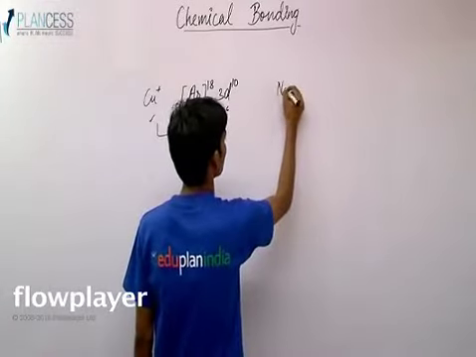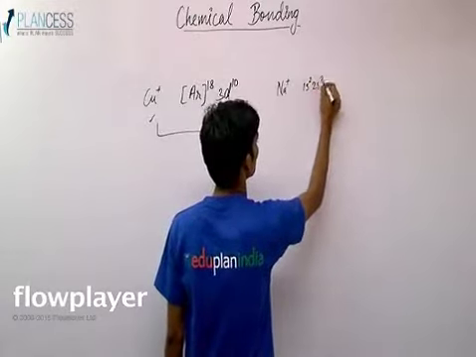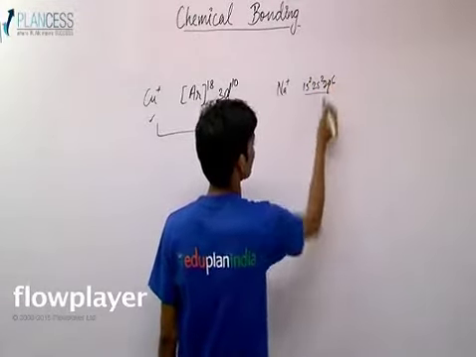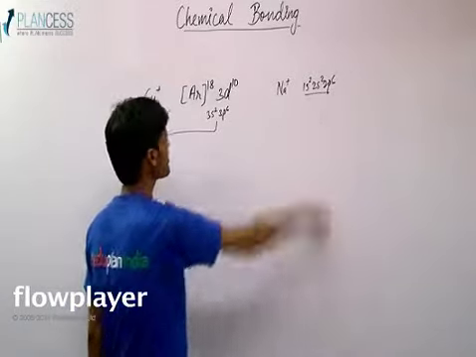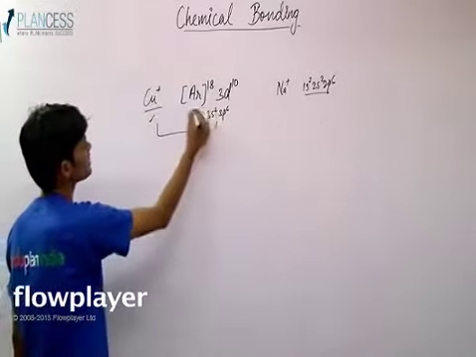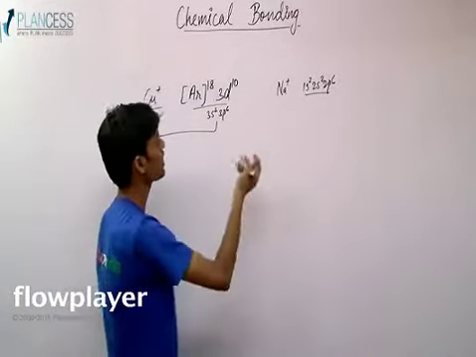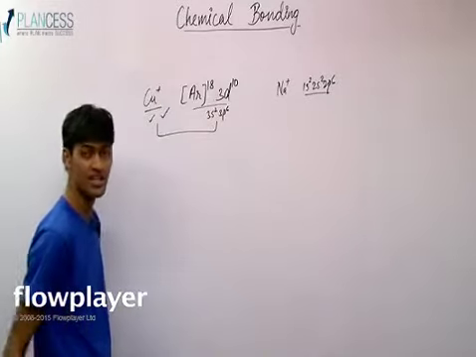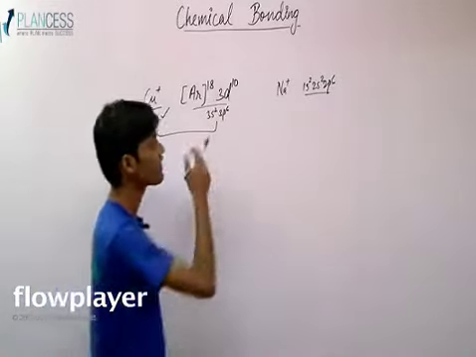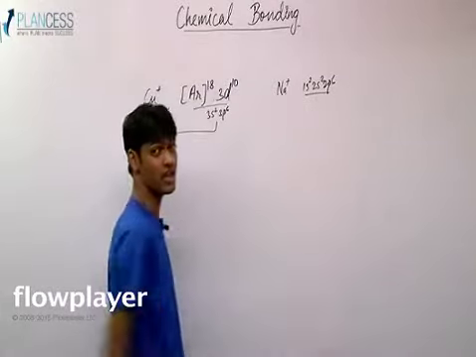Let us consider Na+. Na+ has an electronic configuration of 1s2, 2s2, 2p6, so it has the electronic configuration of neon. So it has the inert gas configuration. It is found that a cation having the pseudo inert gas configuration has more covalent character as compared to a cation having the inert gas configuration.